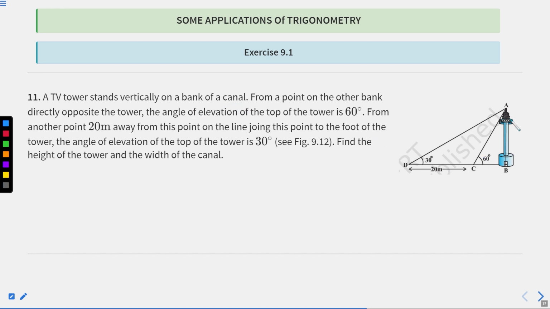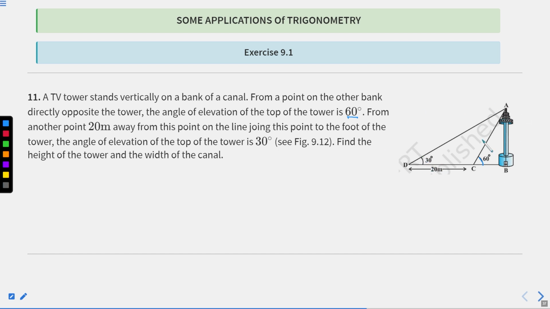Here this is our TV tower that stands vertically on the bank of a canal. From a point on the other bank directly opposite the tower, the angle of elevation of the top of the tower is 60 degrees. So this angle is 60 degrees. From another point 20 meters away from this point on the line joining this point to the foot of the tower, the angle of elevation of the top of the tower is 30 degrees. So this angle is 30 degrees.